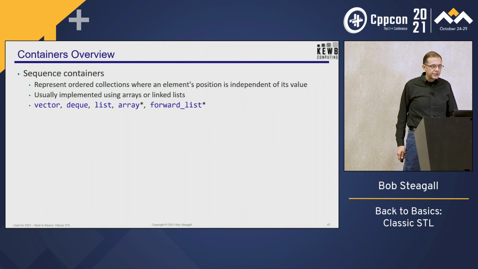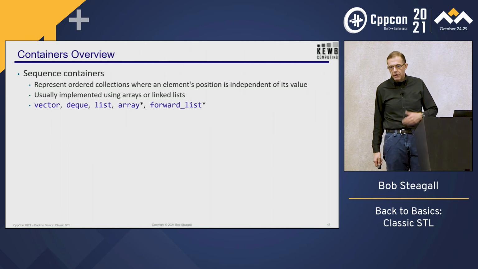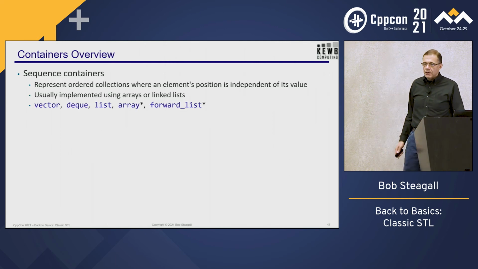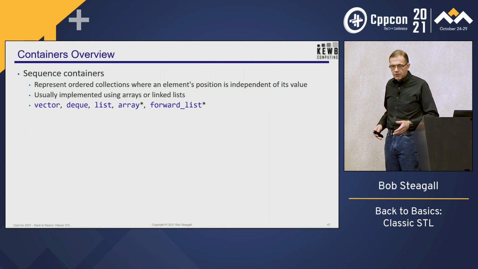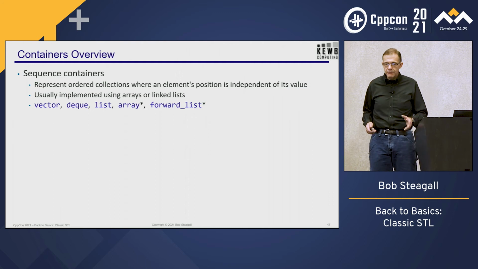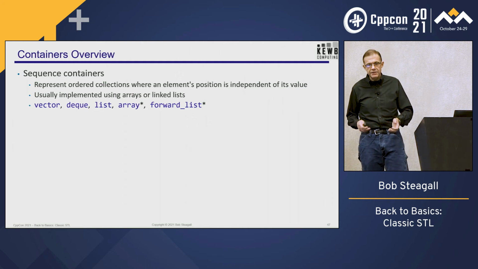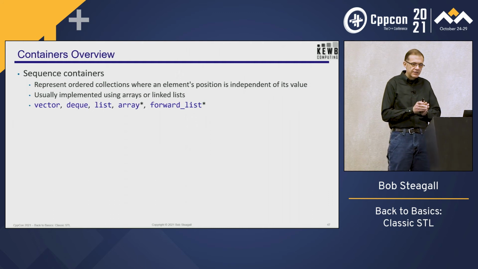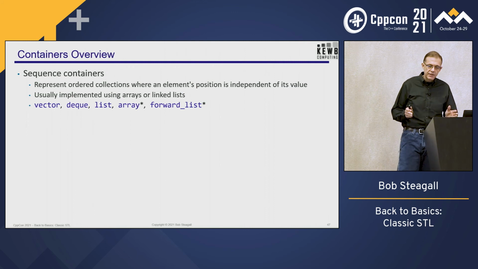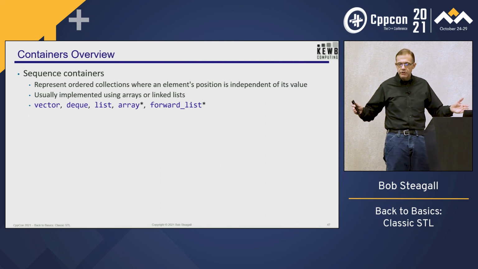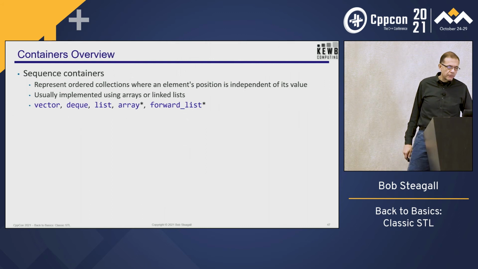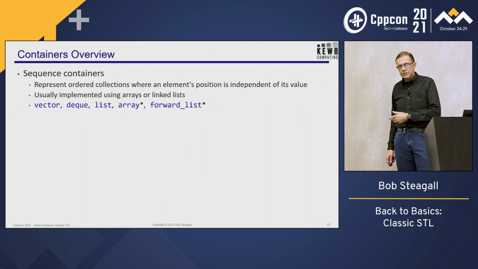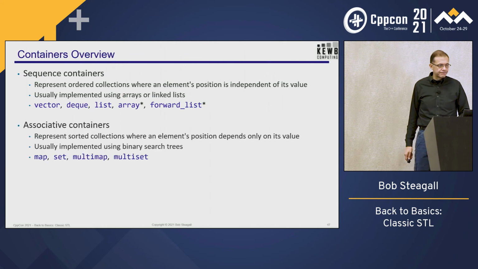So let's talk about containers. We have the sequence containers. They're ordered collections of elements. The important thing is that the element's position is independent of its value, and these are usually implemented with arrays or linked lists, and I'm using array here in the classic sense of a contiguous sequence of elements in memory. And these are modeled by vectors, deques, lists, arrays, and forward lists.